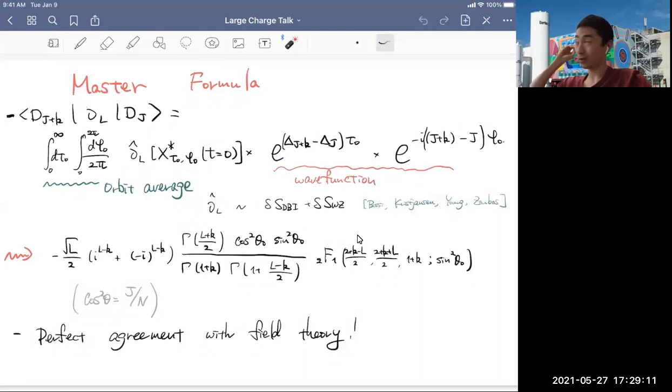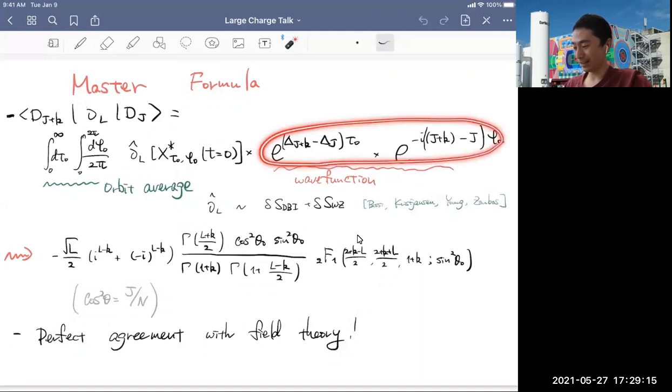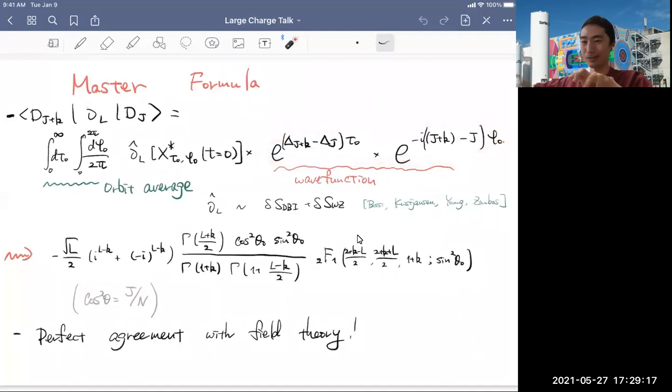It's true that you can also absorb everything into a DBI world volume action. And if you try to do that, what you are going to do is basically the Legendre transformation. So yeah, I agree. It's probably true. I think that's a good interpretation.